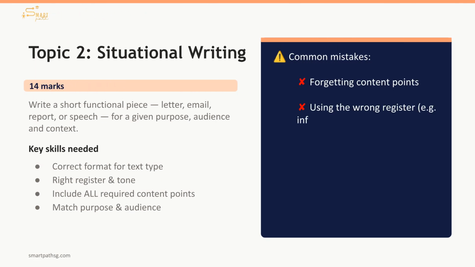Situational writing is worth 14 marks. You'll be given a scenario and asked to write a functional text, most commonly a formal letter or email for a given purpose, audience, and context. Make sure you're using the right format for the text type, whether it's a letter, email, or report. Then, get the tone and register right so it sounds natural for the situation.